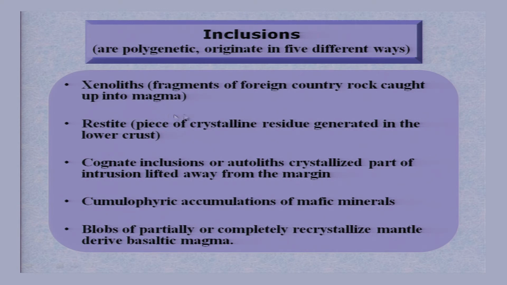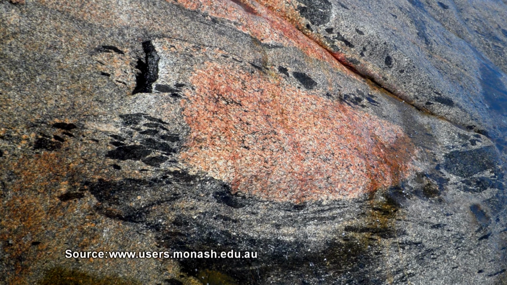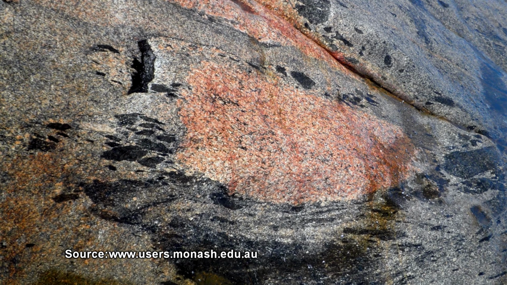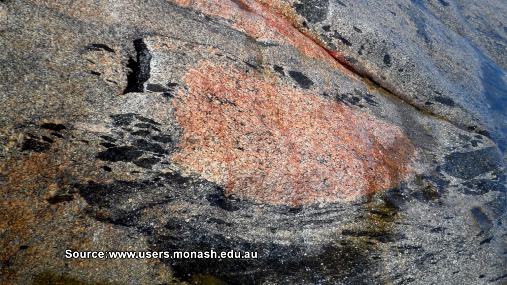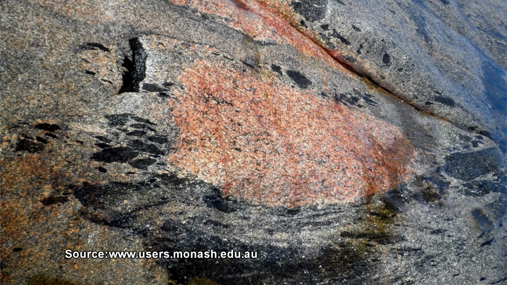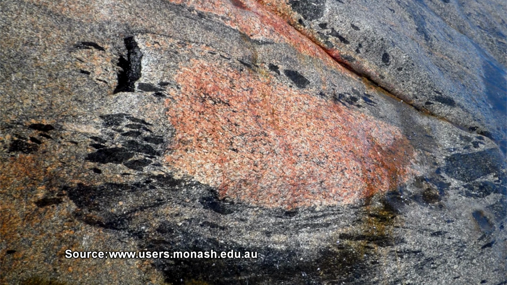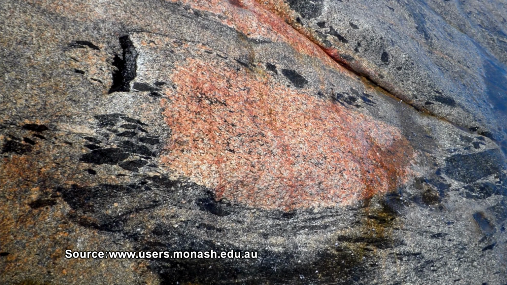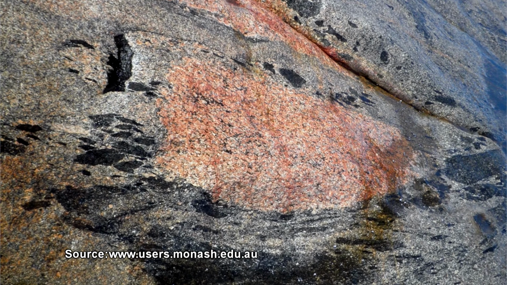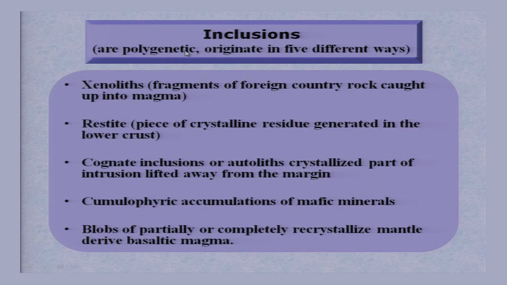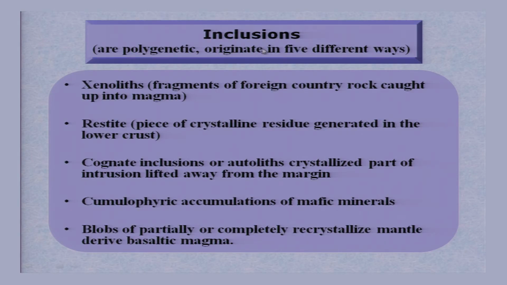Now, I am discussing another type of texture, which is due to inclusions. Foreign material, meaning outside material not connected with the volcano or the magma, is incorporated into the melt. Those materials are better known as polygenetic. Polygenetic means the genesis is of different types; they originate in at least 5 different ways.